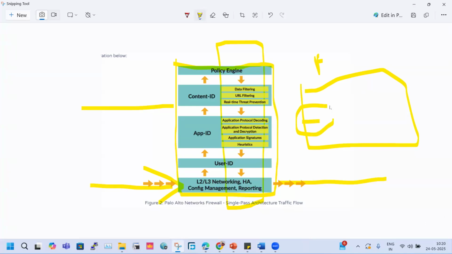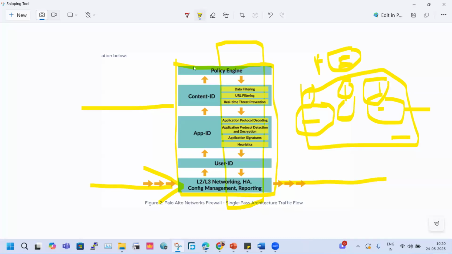First of all, those firewalls will do the policy lookup. Then it will take time to do the content inspection. Then it will go for the application ID check. Then it will do the user ID, right? So if my policy engine is taking 1 second, and content ID is taking 1 second, and my app ID is taking 1 second, and like this, assume the entire process is taking 5 seconds to process one packet.